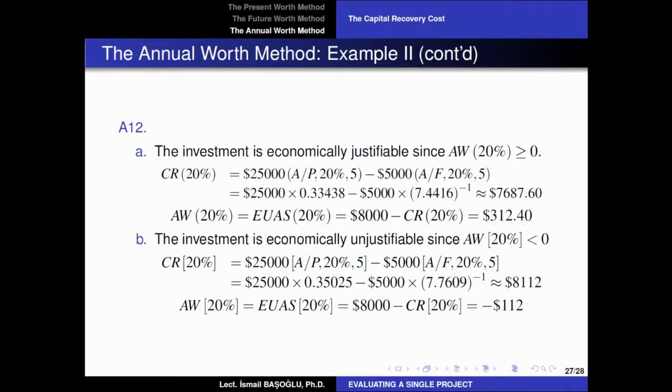Okay. So again, we get the same results, but please be careful. In the annual worth analysis, we always take the revenues as positive and the costs as negative. However, when you calculate the capital recovery, it is a cost. So the costs are positive and the revenues are negative. We subtract the capital recovery from the annual revenues and we get a negative value here. Again, we have an economically unjustifiable investment under continuous compounding.